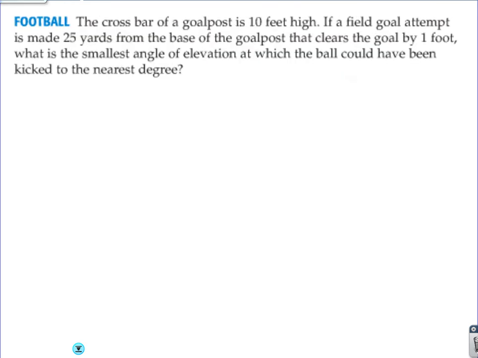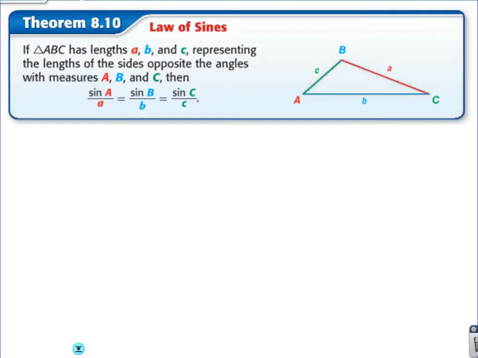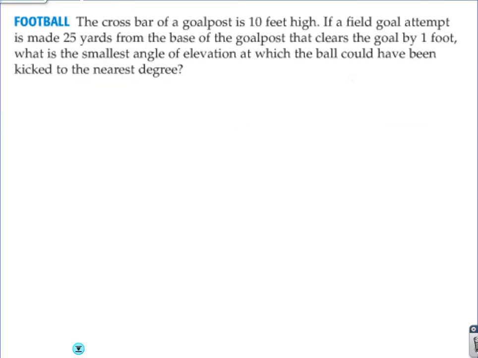Let's just do this one right here. That will be good. The crossbar of a goal post is 10 feet high. If a field goal attempt is made from 25 yards from the base of the field goal post that clears the goal by 1 foot, that's a fun problem. What is the smallest angle of elevation at which the football could have been kicked to the nearest degree? So you've got the goal post.